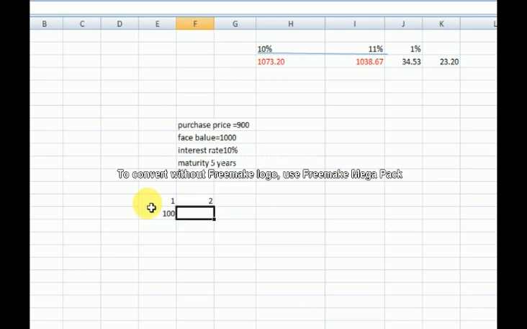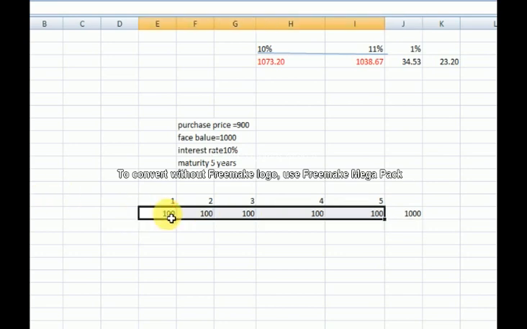After the 2nd year, I will again receive a fixed amount, 10%. Similarly, in the 3rd year, I will receive $100. In the 4th year, I will receive $100. And in the 5th year I will receive this $100 plus 1,000 capital. So when all of these are combined, it is 1,500. This total 1,500 is called the returns of the bond.